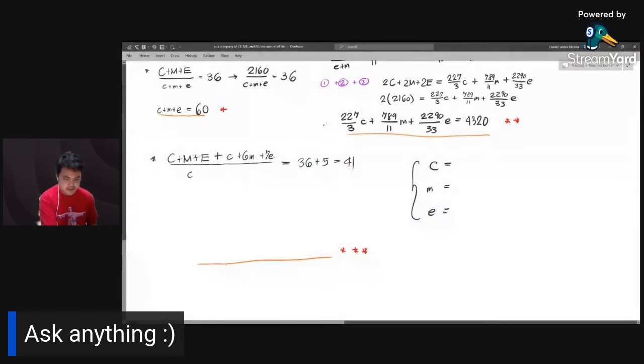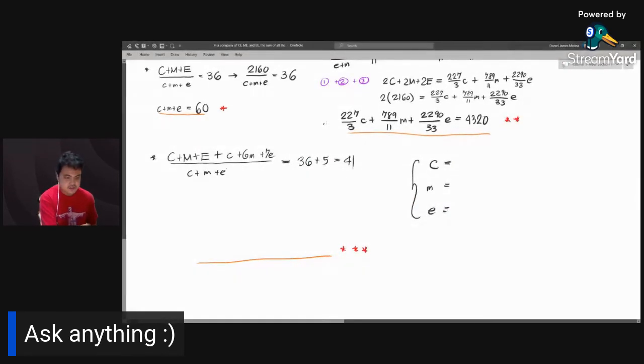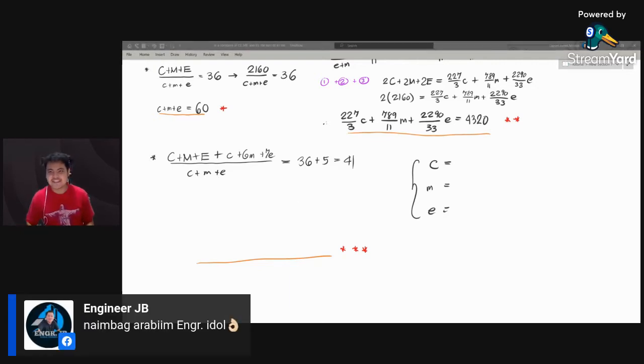So, yung C plus M plus E kasi na to, hindi naman na natin kailangang cross-multiply dyan.